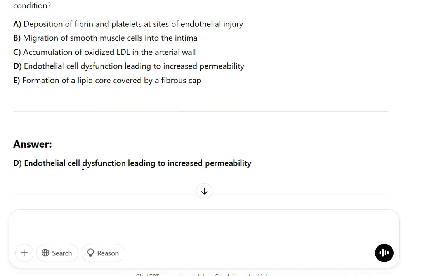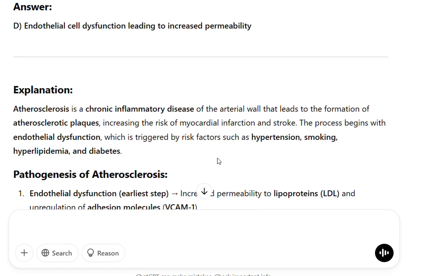D. Endothelial cell dysfunction leading to increased permeability. Explanation. Atherosclerosis is a chronic inflammatory disease of the arterial wall that leads to the formation of atherosclerotic plaques, increasing the risk of myocardial infarction and stroke. The process begins with endothelial dysfunction, which is triggered by risk factors such as hypertension, smoking, hyperlipidemia, and diabetes.